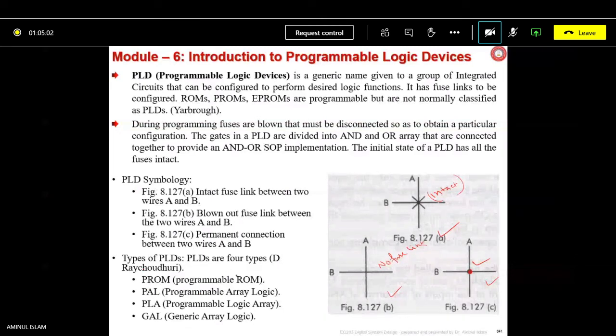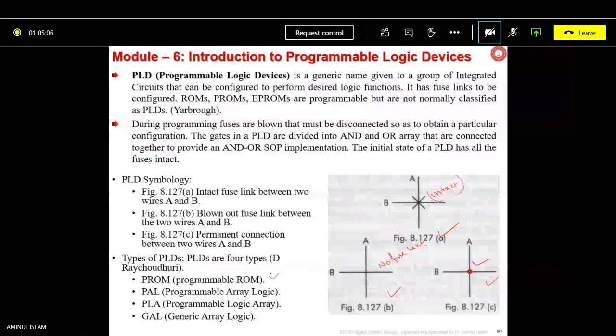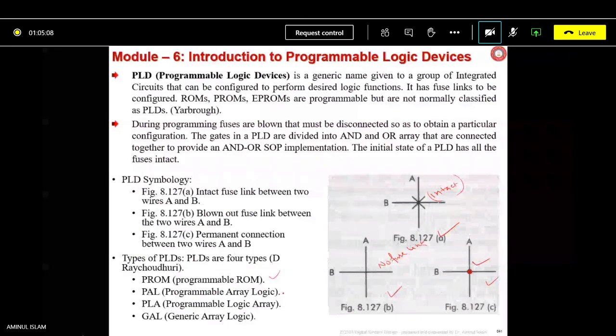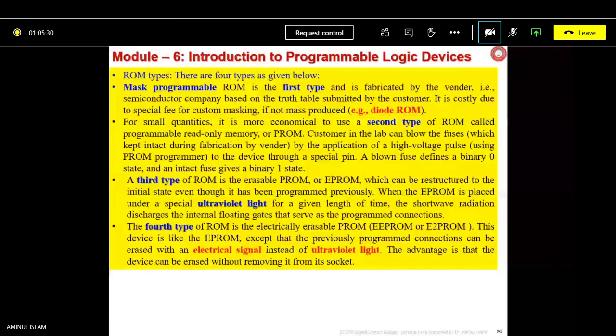Types of PLDs. There are 4 types here, and they are PROM, programmable ROM, PAL, programmable array logic, PLA, programmable logic array, and GAL, generic array logic. Okay, we'll try to discuss one by one, starting with PROM. There are 4 types in PROM itself.